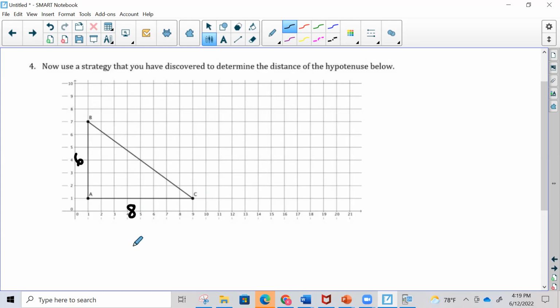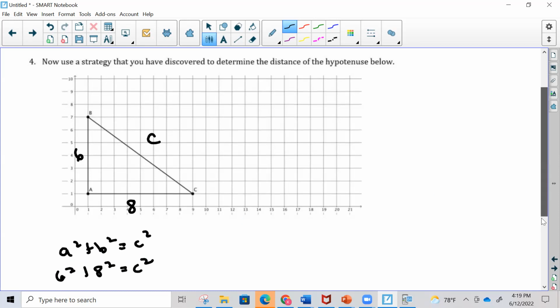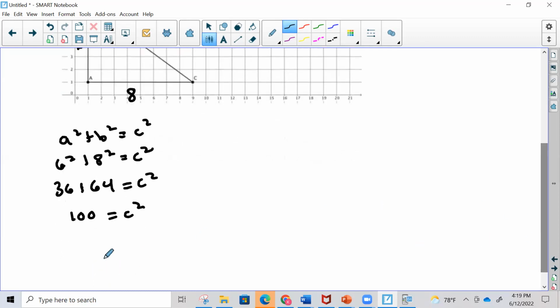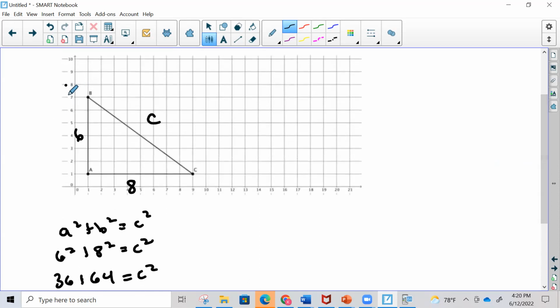Okay, so hopefully you paused and came back. I counted my two sides, A and B. If I was doing the Pythagorean theorem, I would do 6 squared plus 8 squared equals C squared, which is 36 plus 64 equals C squared. That's 100 equals C squared. And then if we take the square root of 100, we get 10.